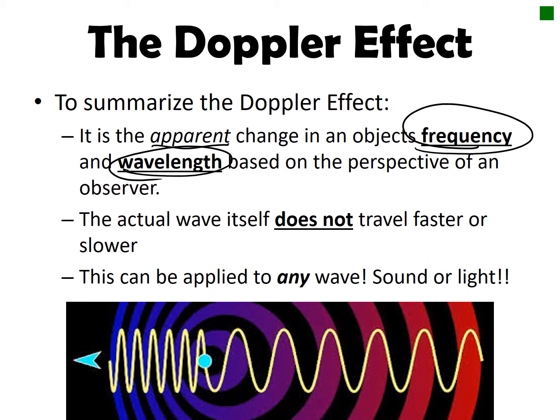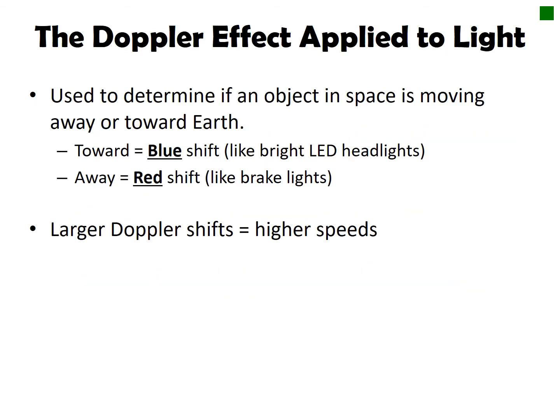The actual wave does not travel faster or slower. The speed is exactly the same, but what is changing is how long the waves are and how frequent you see them. This can be applied to any wave, sound or light. It's just a lot easier to imagine when you're talking about light, because light is a transverse wave, so it's like this.